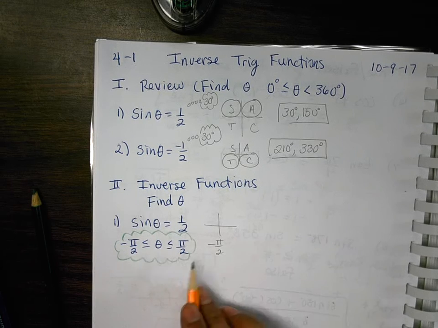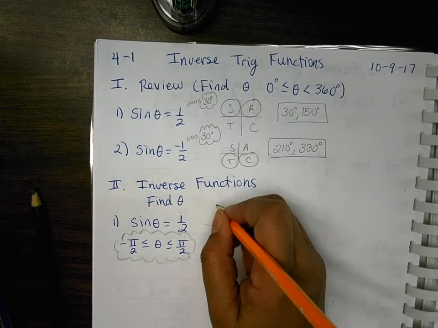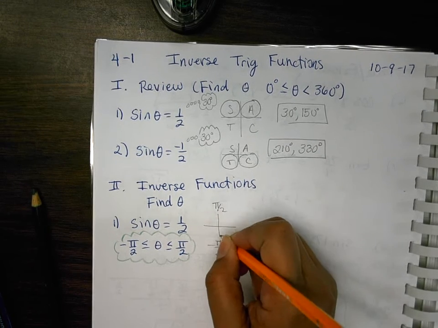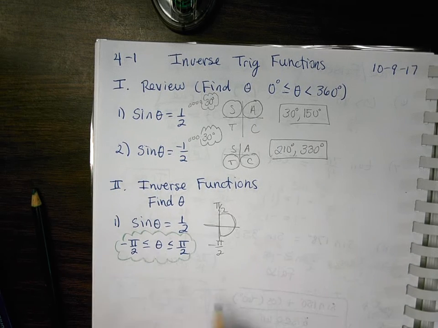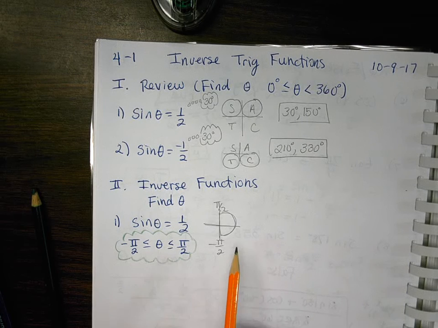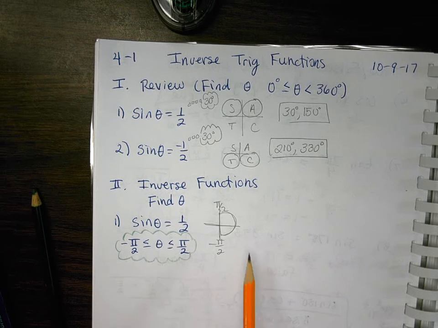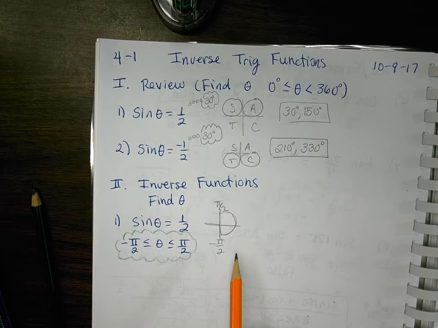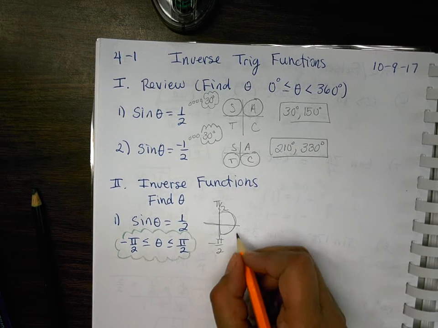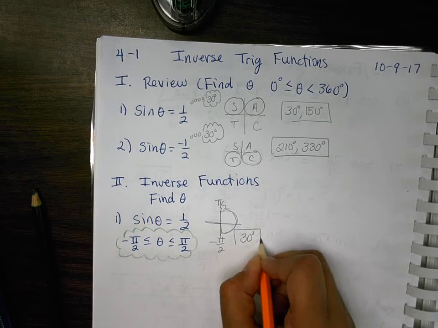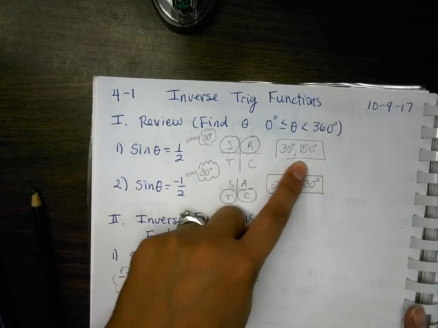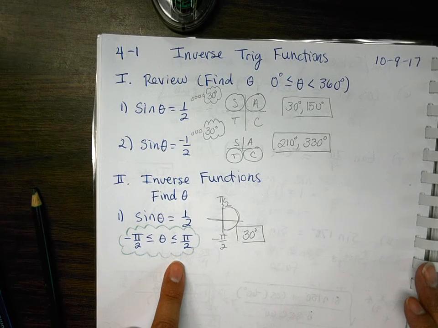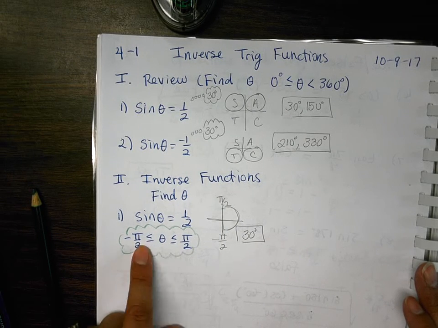Okay, so that's here, and where's the pi over 2? Pi over 2. So I can only be in which two quadrants, according to my restriction? 1 and 4. Is sine positive in both quadrants or just one? Just one. So how many answers will I end up with? Just one. And what's my one answer? 30 degrees. Okay, so how is that different from up here? Up here, how many answers did I end up with? 2. Now, how many do I end up with? 1. Why? Because there is a restriction.